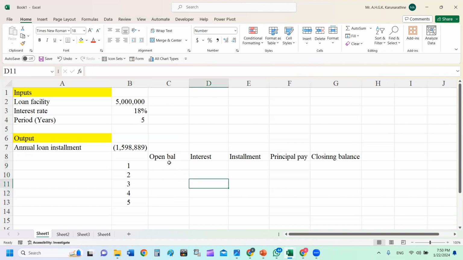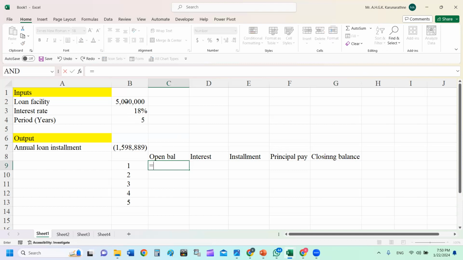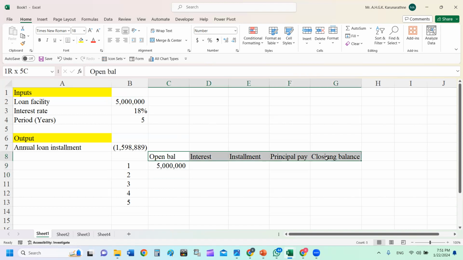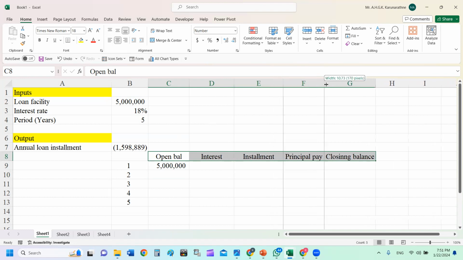So first you can take your open loan balance. At the beginning you have an open loan balance of this much. I make it F4, fixed constant. This is your open loan balance. Now you are going to repay your loan. You are going to make your first installment at the end of the year. Today you borrow 5 million and go home and use that money for whatever your purpose. After 1 year, you go to the bank to pay the installment.